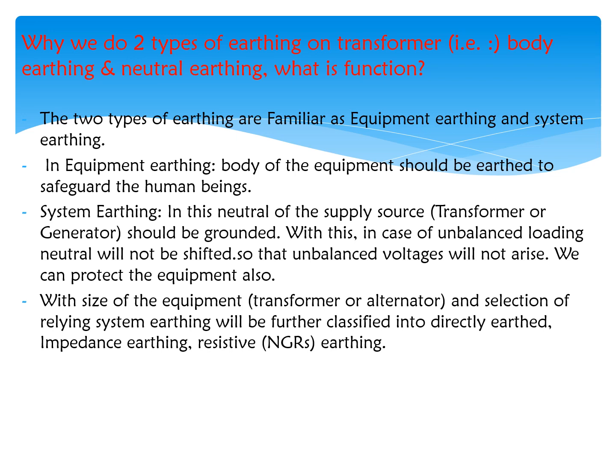In system earthing, the neutral of the supply source, that is transformer or generator, should be grounded. With this, in case of unbalanced loading, the neutral will not be shifted, so the unbalanced voltage will not arise. We can protect the equipment also. With the size of equipment, transformer or alternator, and the selection of relaying system, earthing will be further classified into directly earthed, impedance earthing, resistive earthing, etc.